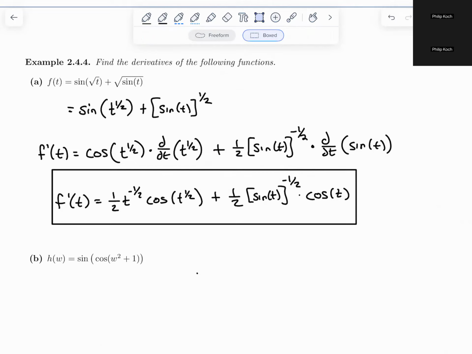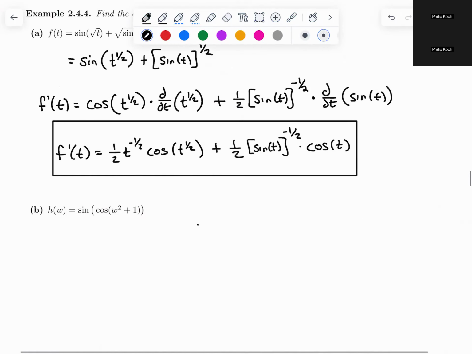There's an innermost function, which is the w squared plus 1. Then there's another inner function that's slightly less inside, the middle function of cosine. And then the outermost function is sine. So for the derivative h prime of w, let's use some Leibniz notation. Let's have some fun. dh dw.